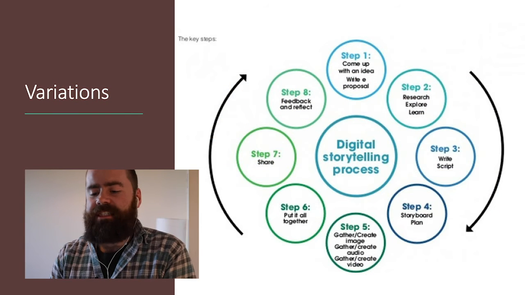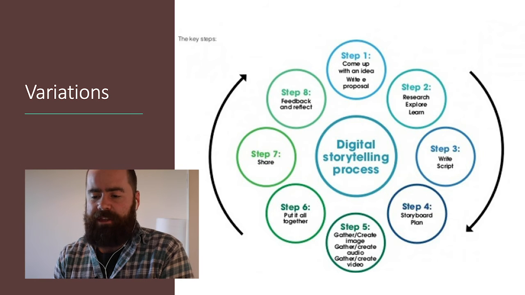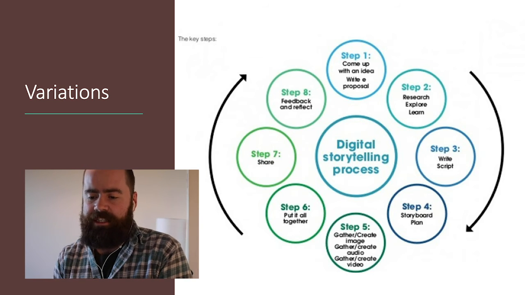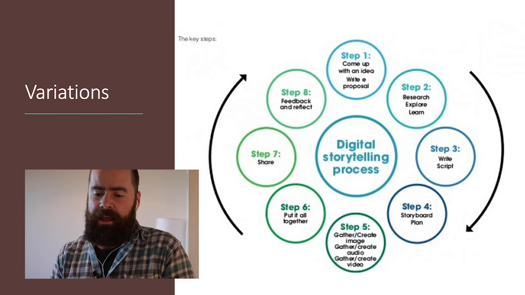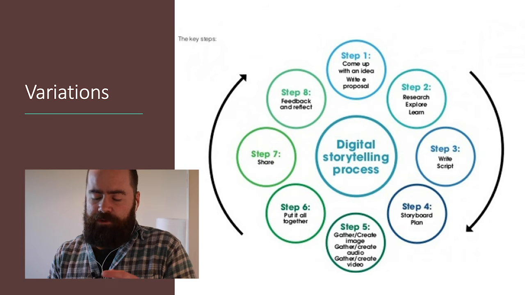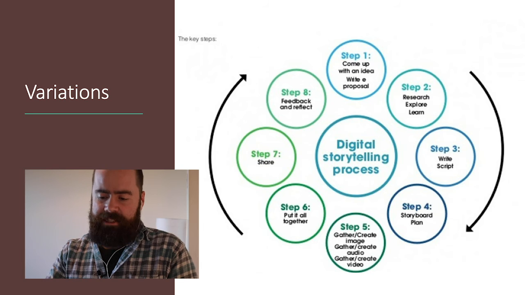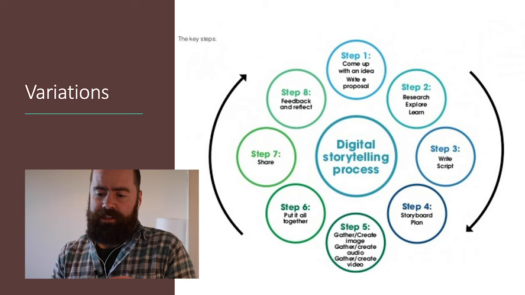Okay, I'm just going to show you the different versions based on this design thinking process that we've seen. This is an example of it in the storytelling context. Here they put things a little bit differently: when you come up with a rough idea, write a proposal is what they suggest. That's reordering things a small bit, but basically they still say you research, explore, learn, write a script, do a storyboard plan, create images, test it, put it all together, share, feedback and reflect, and that's a continuous process. So basically, a lot of the same elements, but restructured slightly differently.